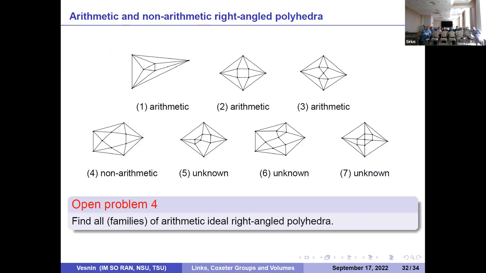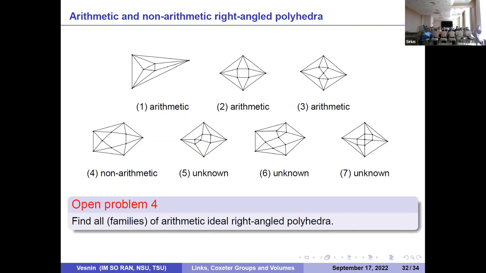And talking about polyhedra, we have the octahedron, and the next kinds are ordered by volumes. And from applying Vinberg's criterion, you know that the octahedron is arithmetic. The next one, the antiprism number four, is arithmetic. And so one more is arithmetic, one more is arithmetic, and the others are unknown. So it's still an open question.